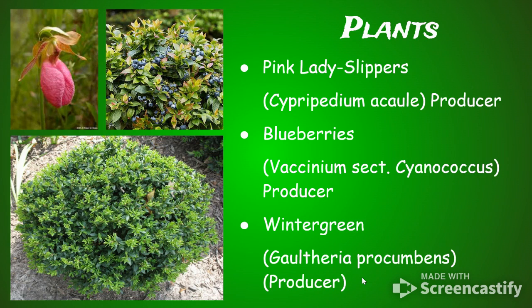Some plants that are found in poor conifer swamps. One plant that's found here are pink lady slippers, which are a producer. It's a pink flower that's in the top left picture. There are also blueberries, which are also a producer that's in the top right picture. There are also bushes of wintergreen, which is in the bottom picture, and they are producers as well.